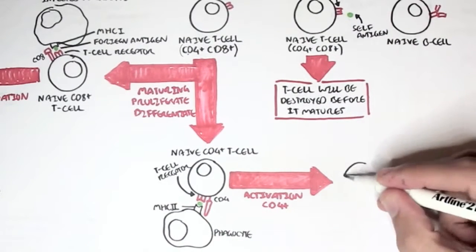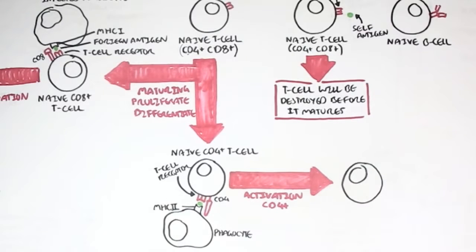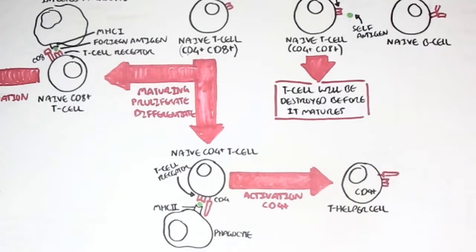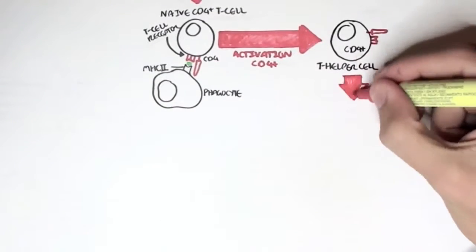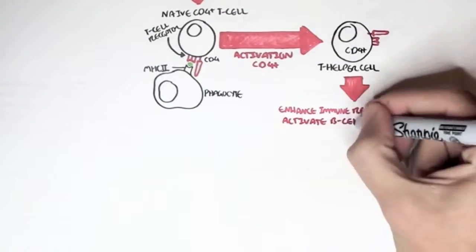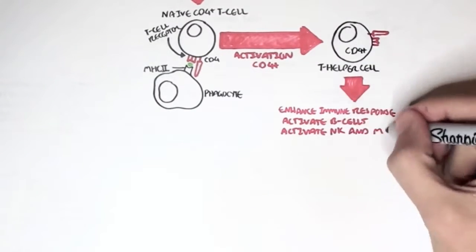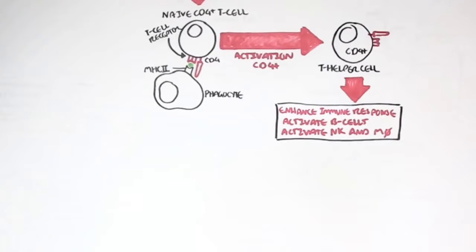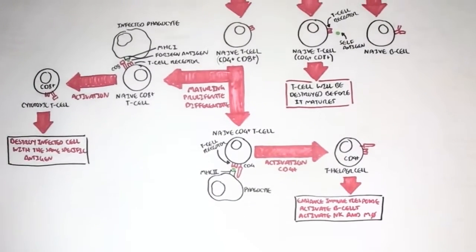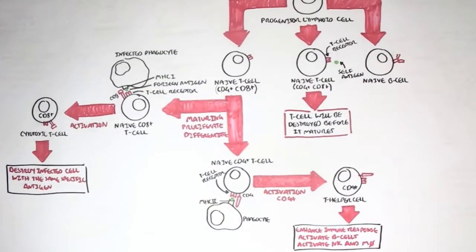The naive CD4 T cell will become activated to become a T helper cell. A T helper cell's main goal is to enhance the immune response by activating B cells, as well as natural killer cells, macrophages and other phagocytes. So that was how naive CD4 T cells and naive CD8 T cells become activated through recognition of specific antigen presented to them. So how about the naive B cells?